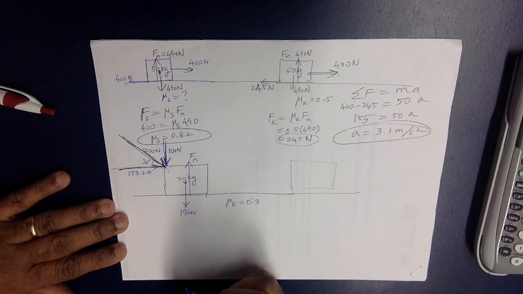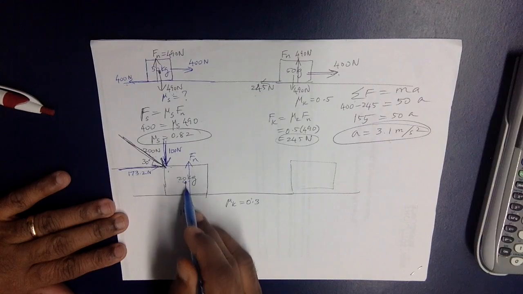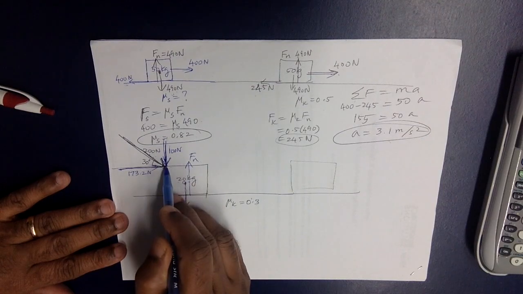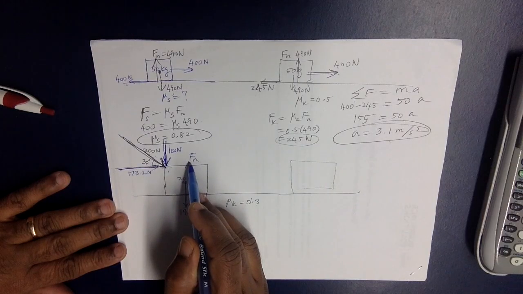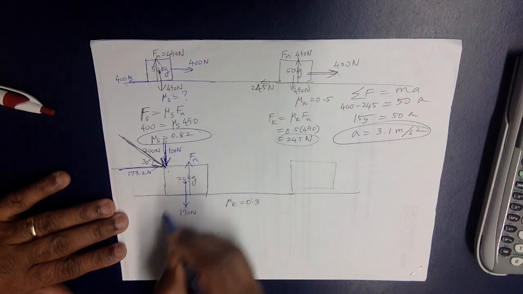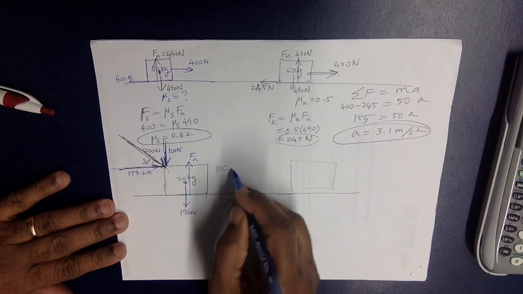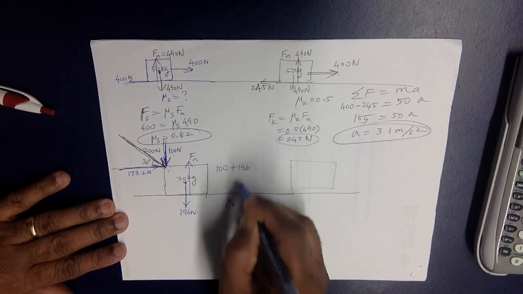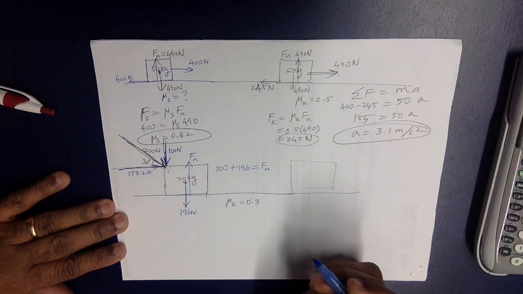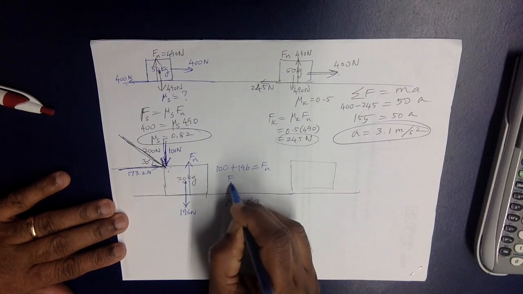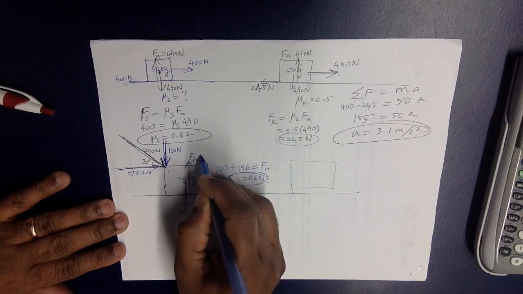So what you have to do here is find out the total force acting downward. This is acting downward. This is also pushing it down. So there are two forces pushing it down, and only one force to counterbalance it. Therefore, the downward force is 100 downward plus 196 also downward, and this is the only force upward, which is the normal force. So the normal force turns out to be 296 newtons.